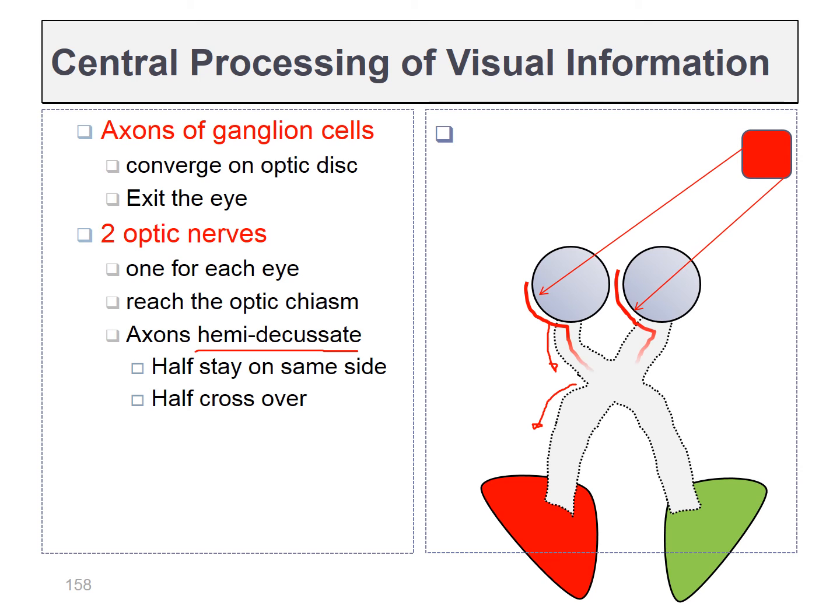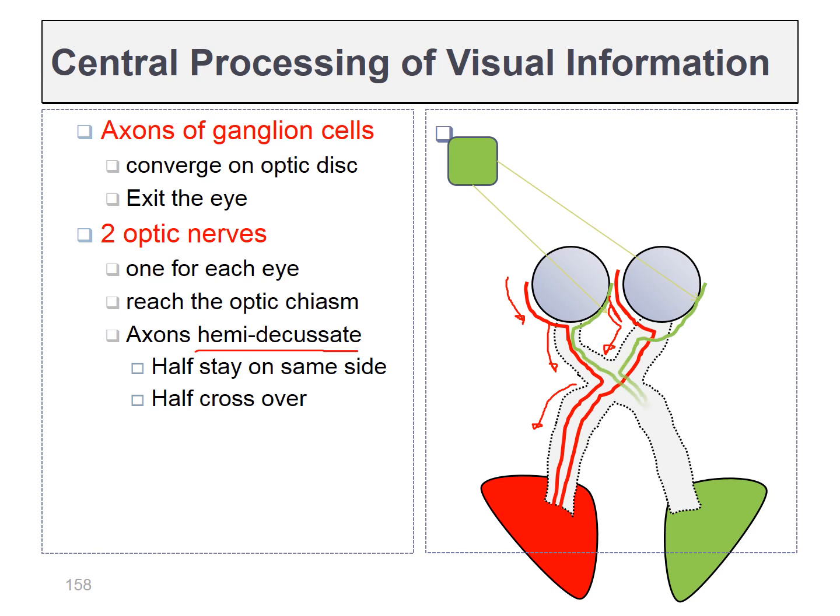It turns out that the left side of both retinas connect to the left side of the brain. That means the left side of the retina of the right eye must cross over to connect to the other side of the brain. But the left side of the left eye does not. It stays on the same side. This is hemidecussation. That means objects to my right will be detected by the left side of the brain, whereas objects to my left, as you may have guessed, will be detected by the right side of the brain.